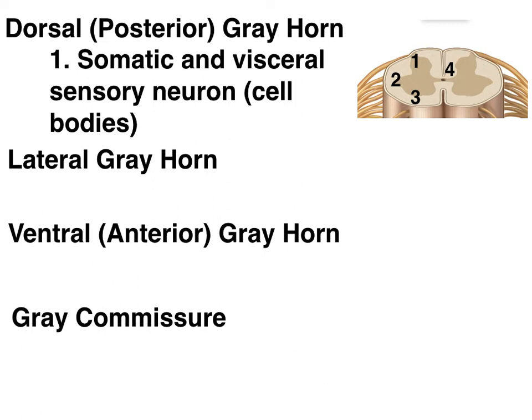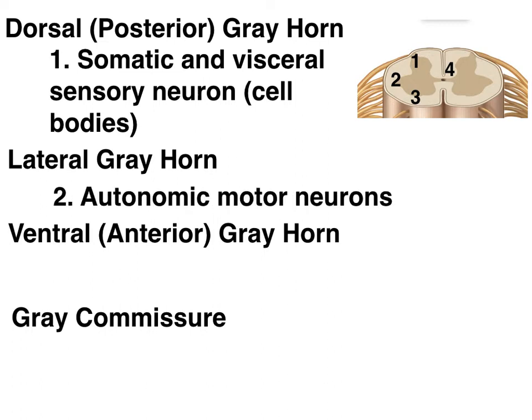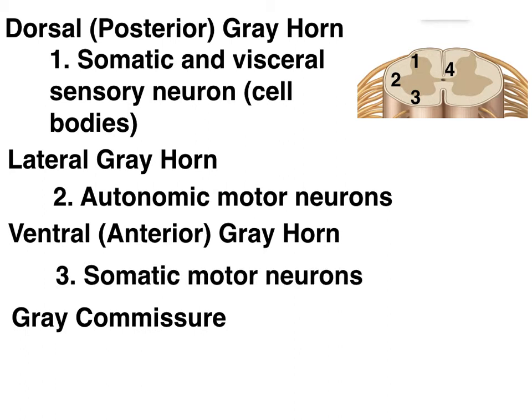Then for the sides and the front, we have stuff shooting out commands. The type of neurons that would be shooting out commands would be motor neurons. In the case of the lateral gray horn, we find autonomic motor neurons. And then in the ventral gray horn, we have somatic motor neurons. So in the case of autonomic motor neurons, this would be to smooth muscle or cardiac muscle or glands. In the case of somatic motor neurons, this would be connections to skeletal muscle.